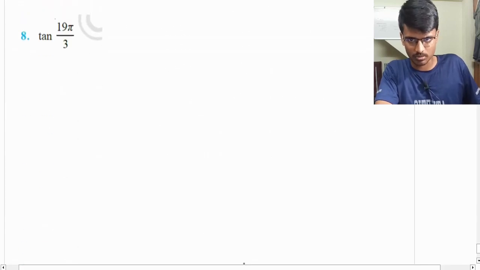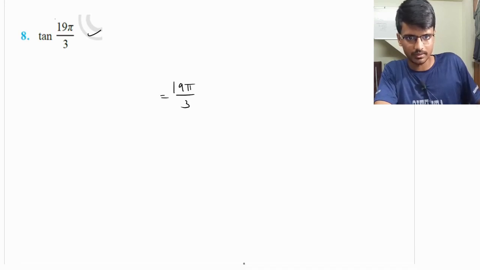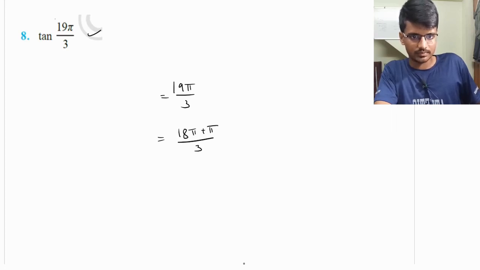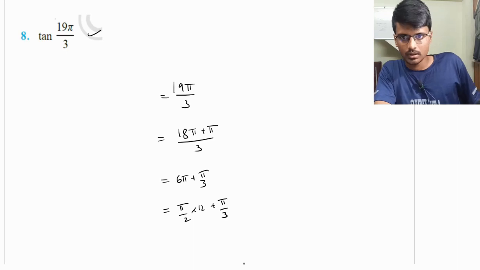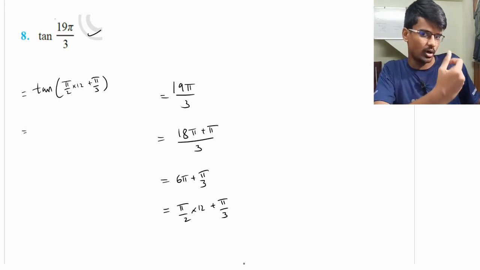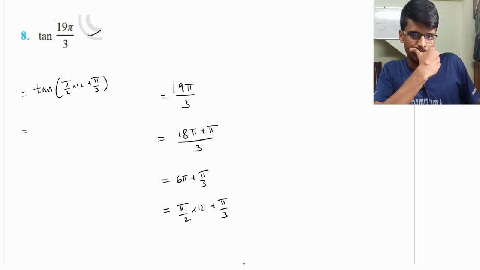Moving on, this is the last problem. Similarly, I'll be solving the question. 19 pi by 3 can be written as 18 pi plus pi by 3, which is nothing but 6 pi plus pi by 3. 6 pi can be written as pi by 2 into 12 plus pi by 3. So tan of pi by 2 into 12 plus pi by 3. In which quadrant does it come? This comes in first quadrant.